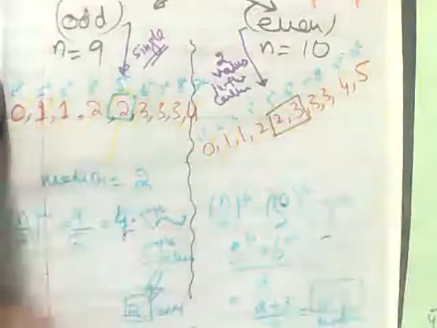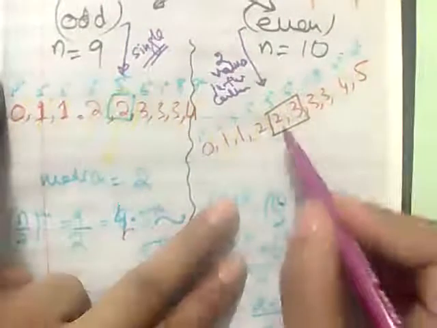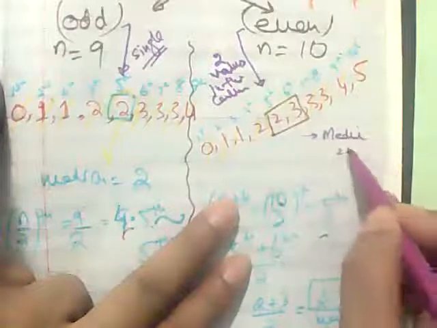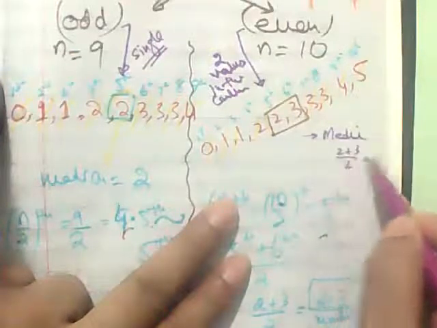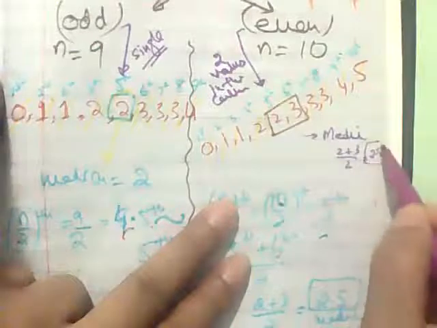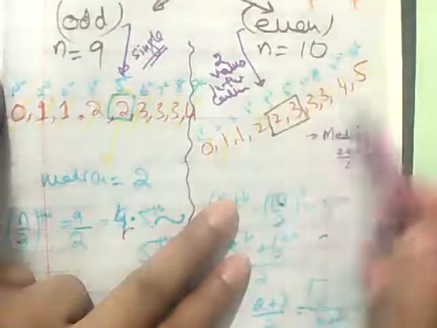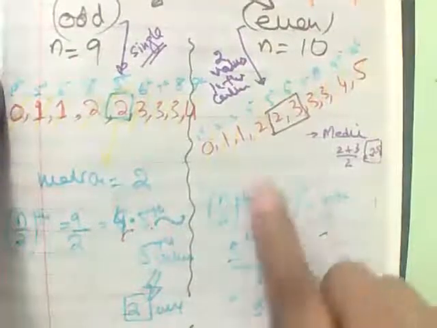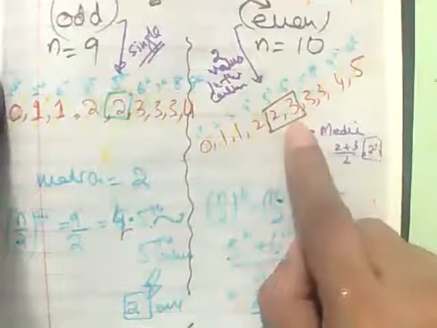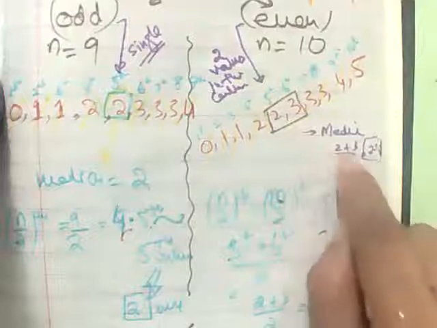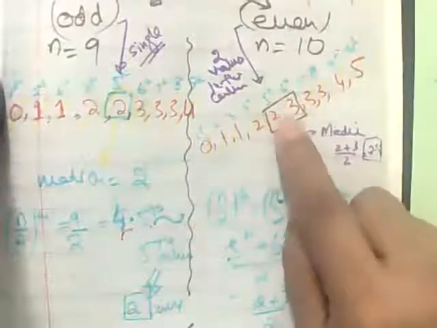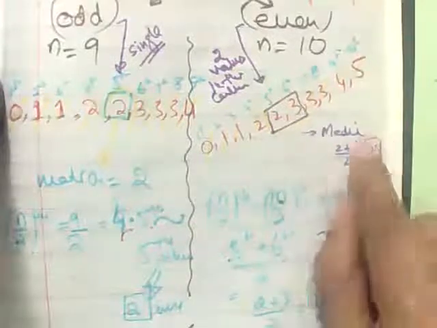What are those two values left? 2 and 3. So for the median, I will do 2 plus 3 divided by 2. So the answer is 2.5. So the answer of median is 2.5. Whenever you have two values in the center, just take the mean. 2 plus 3 divided by, how many values here? 2. Divided by 2.